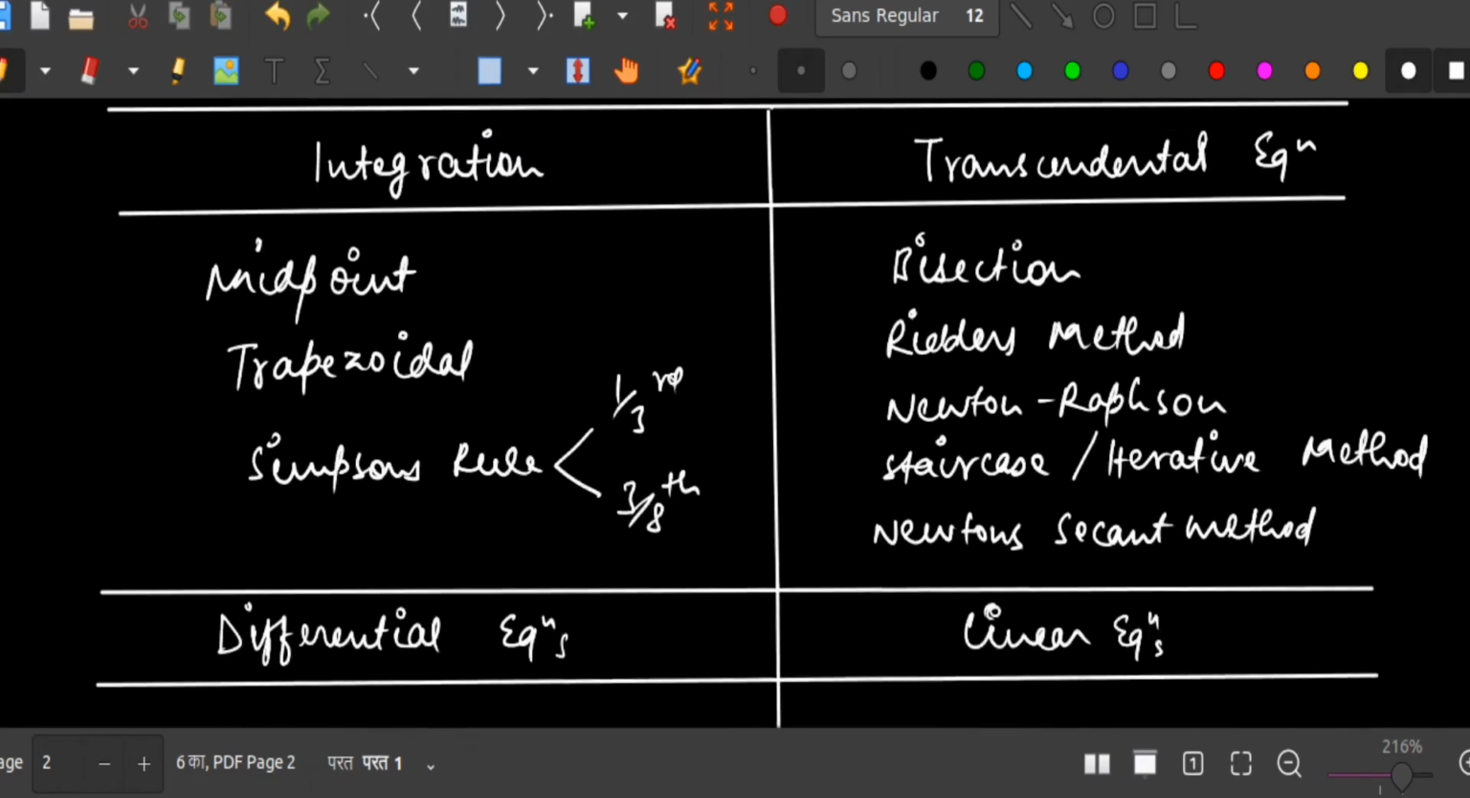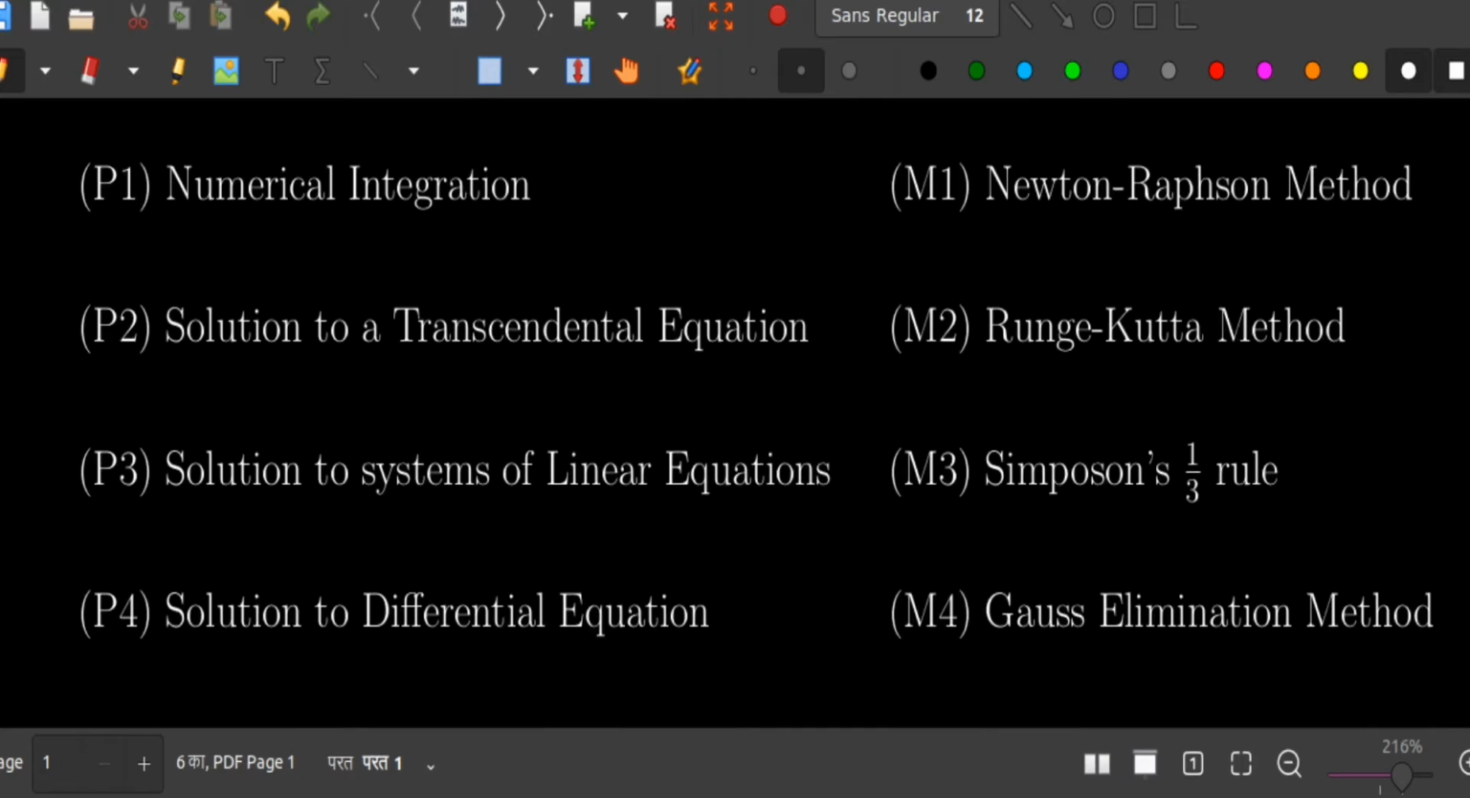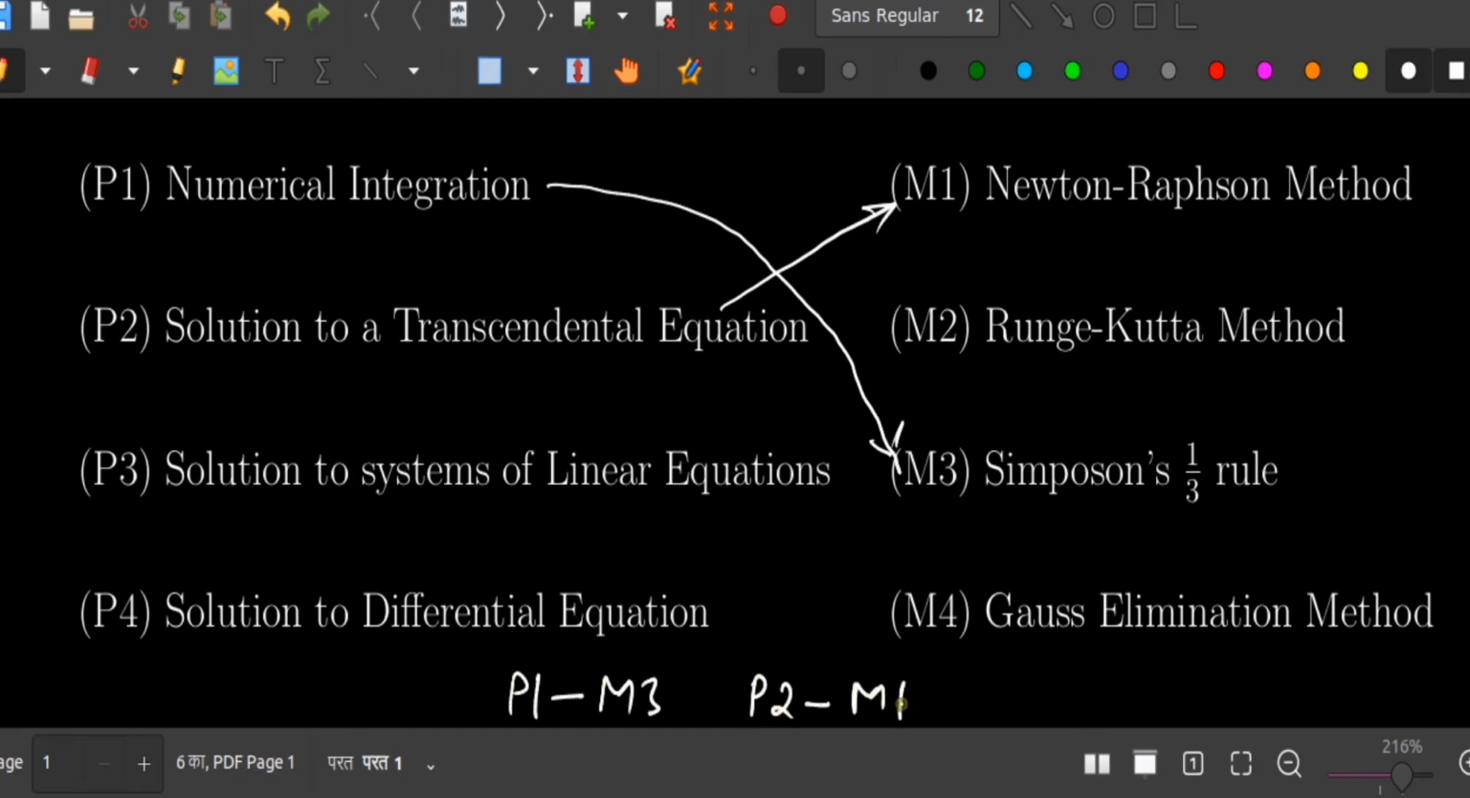So now, having known all these methods to solve particular kinds of problems, we can directly have a matching. Of course, as we have seen, Simpson's 1/3 rule will be used to solve numerical integration. Cool. Solution to transcendental equation: transcendental equations are solved by Newton-Raphson. So for now we have the sequence as P1 for M3 and P2 for M1.